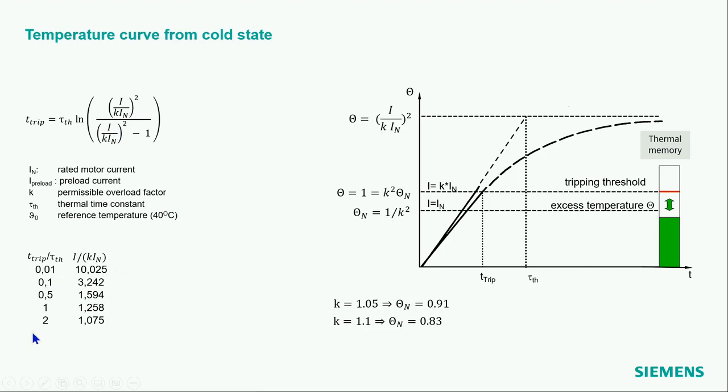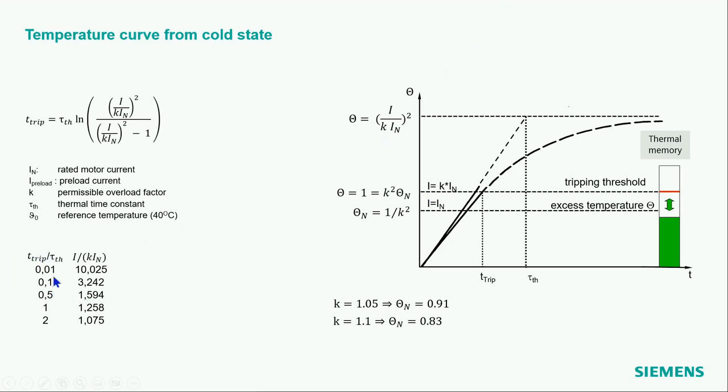And yesterday I put some other values here because I wanted to see a little bit how this looks. It could be helpful if you don't want to go through that calculation. Just look here at that table. If you make a setting for your tau and you inject 1.258 times your k times I n, then you will get a tripping command exactly after your tau value, the time constant value. And if you inject a higher current, then you are tripping faster, because then the curve is steeper. I think this is logical.